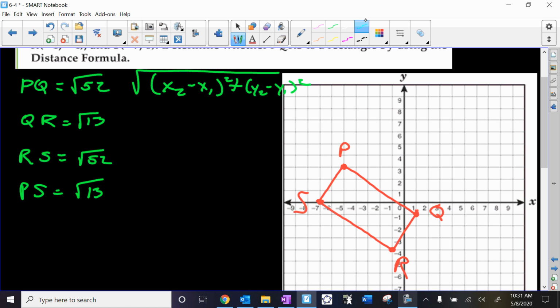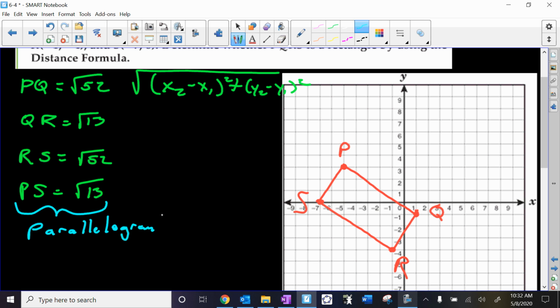Now, when I find the distances of my sides, all this does is show that opposite sides are congruent. However, that is not enough information to tell me that PQRS is a rectangle. In fact, all this shows me is that I have at least a parallelogram. So I need to continue using the distance formula to show a property that satisfies a rectangle.